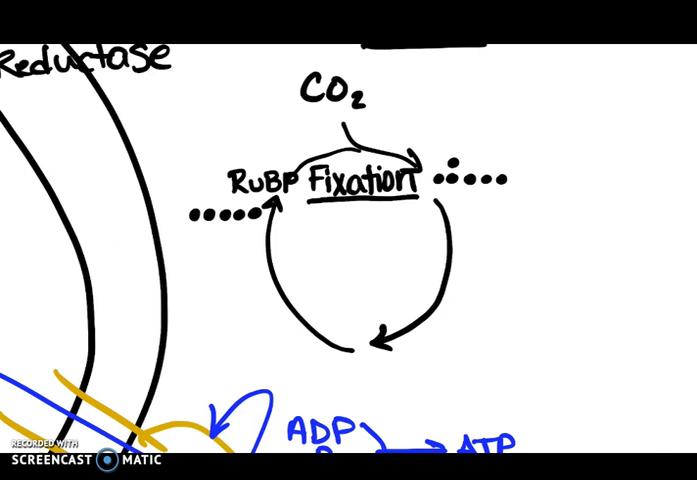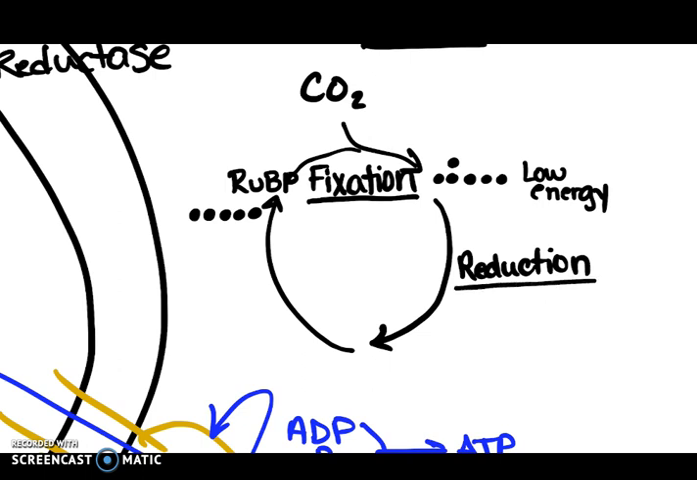Okay? What's the next step? Well, right now, this 6-carbon sugar is low energy. So it needs to get energy added. What is that called when we're adding electrons and adding energy? Reduction. So the second phase is reduction. Where is that energy coming from? From ATP and NADPH. And that's going to make P-gal.